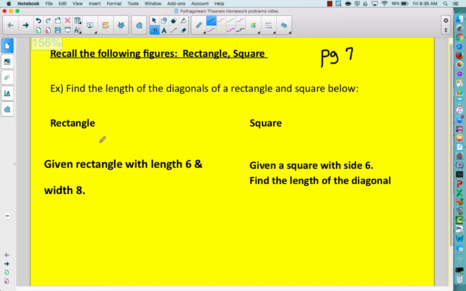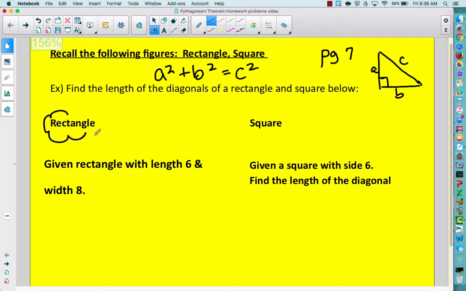So we were working on the Pythagorean theorem, and we know that a squared plus b squared equals c squared. In a right triangle, a and b are the legs and c is the hypotenuse, and the hypotenuse is always across from the right angle. I talked about the fact that you could find these right triangles in all different figures. So let's see how you did.